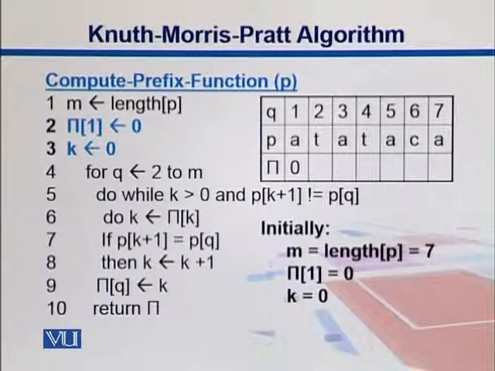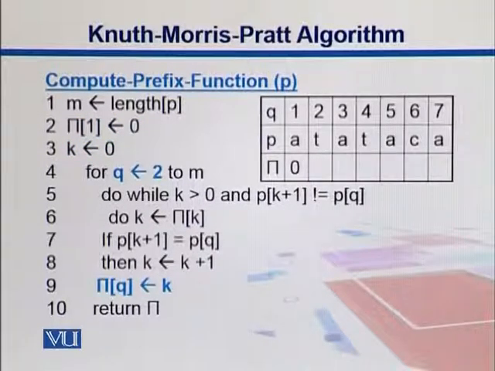So q moves from 1 through 7. We start with q equal to 2 as far as this for loop is concerned. Here we just initialized the length of p to 7, pi of 1 equal to 0, and k equal to 0. Now we move to the next step, where we start the loop with q equal to 2 to m.